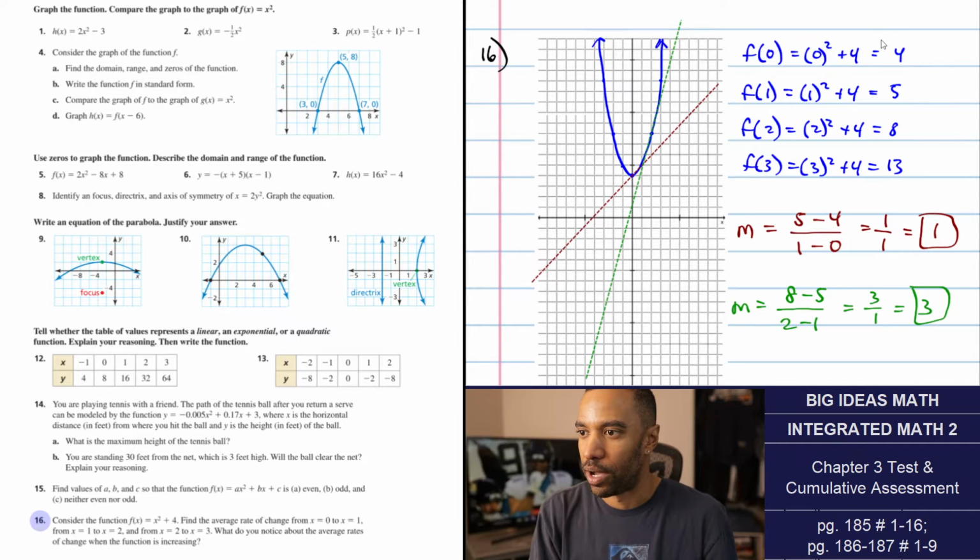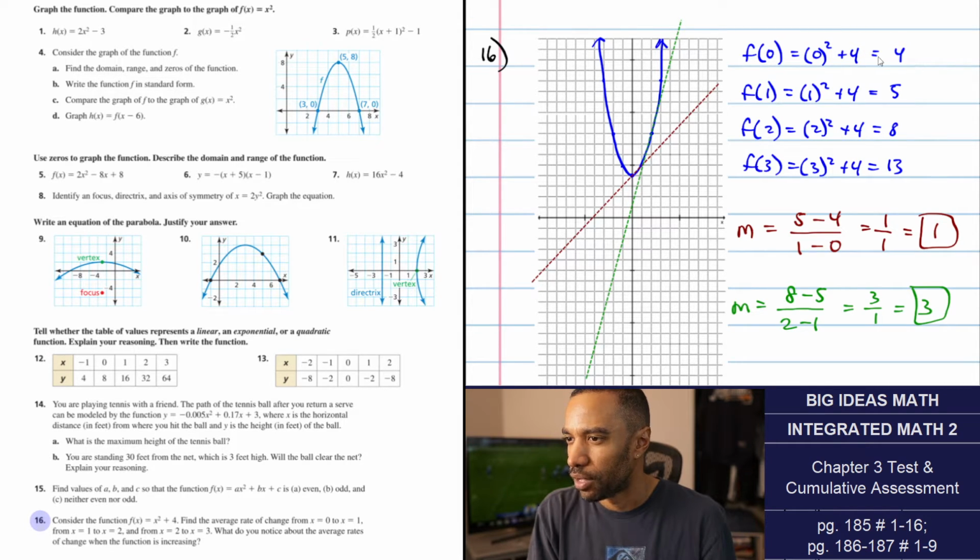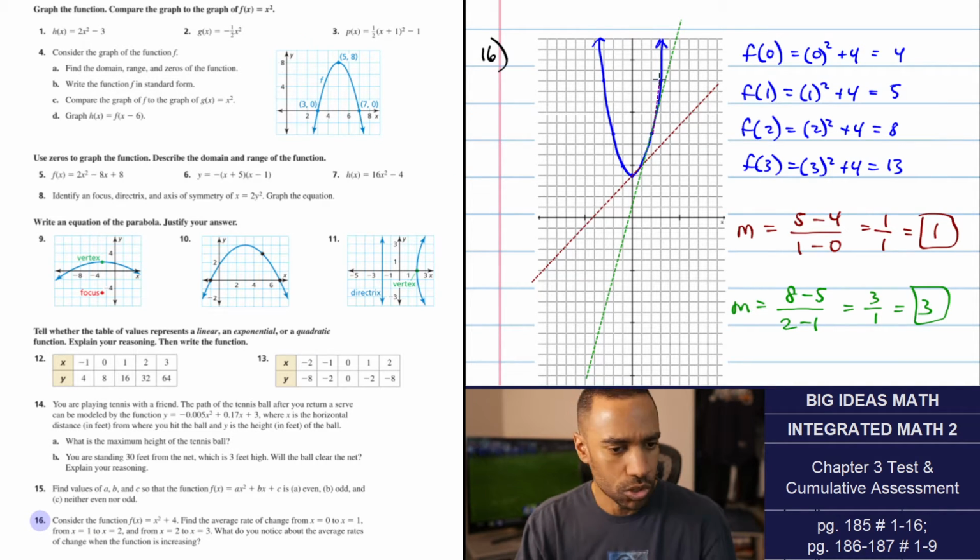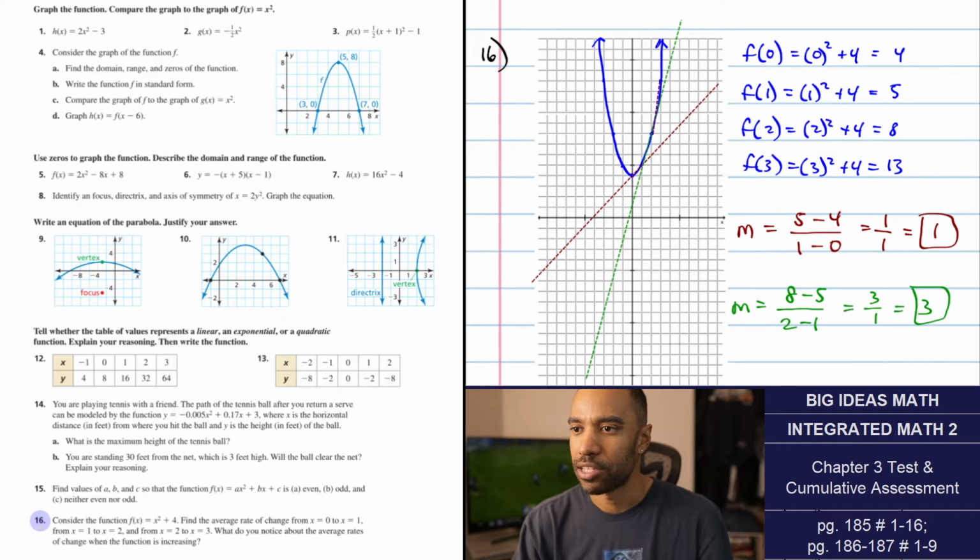And then the last one, what color? Guess I'll just go with purple. The last one, we're going from x equals 2 to x equals 3, right? Is that what they wanted? Yeah. X equals 2 to x equals 3, so you're looking at this slope right here.